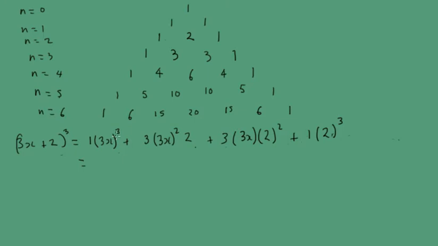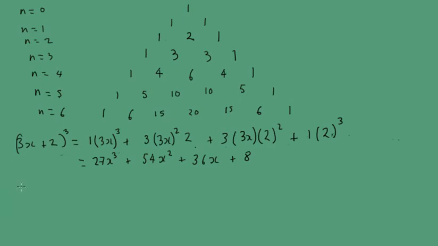Now what we have to do is go through and do all the maths. So 3 to the power 3 is going to be 27x cubed. 3 squared is 9, times 3 is 27, then you're going to times that by 2, which is going to be 54x squared, then plus 2 squared is 4, times 3, and we get 36x, plus 8.